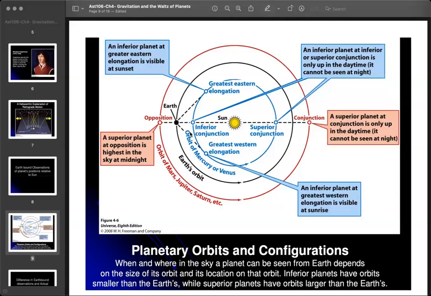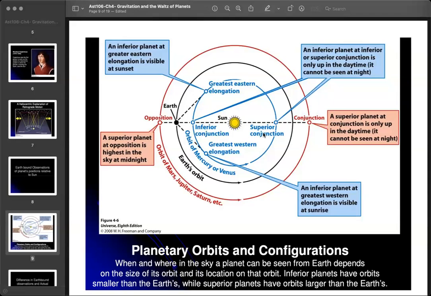Then there are two other configurations for the inferior planets, and those are called the greatest eastern elongation and greatest western elongation. So when we look at the inferior planets, which are basically Mercury and Venus, they are always close to the sun in the sky. Obviously, in the daytime, it's hard to see them.